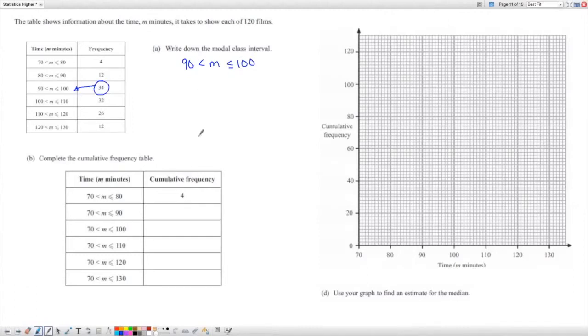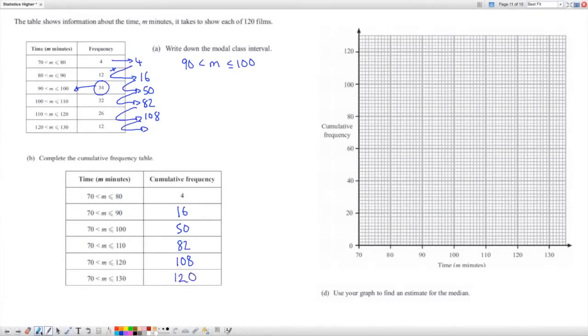Now to write down our cumulative frequency. We find this by using our frequency. Our first value is simply 4, as shown here. We then must take the 4 and add 12. 4 plus 12 is 16. 16 plus 34 is 50. Add 32 is 82. Add 26 is 108. And lastly, add 12 is 120.